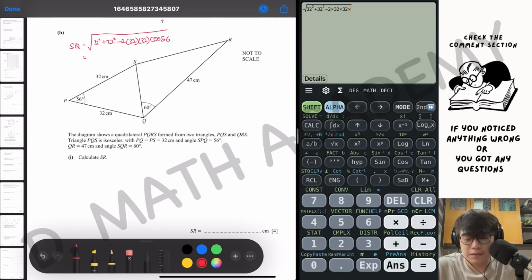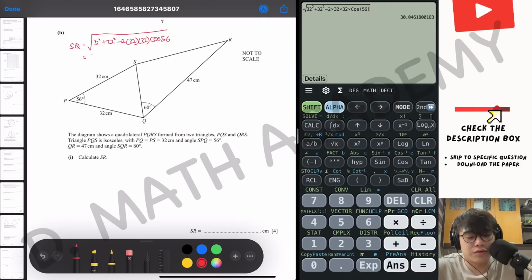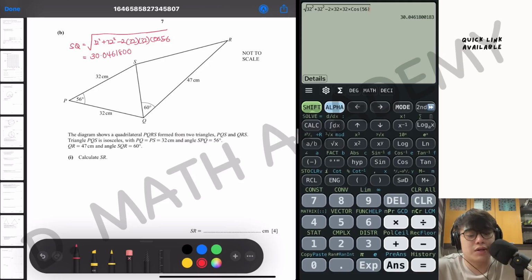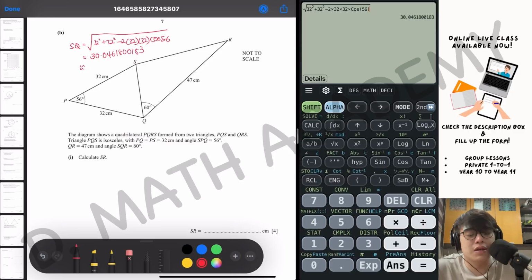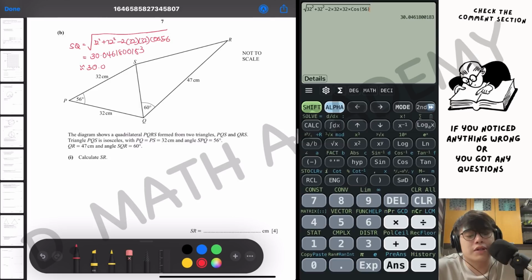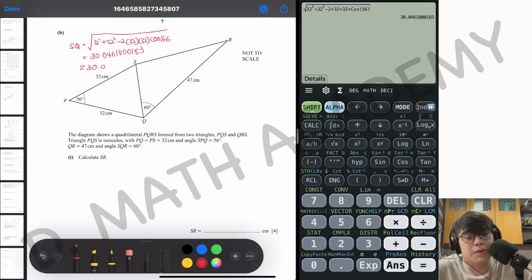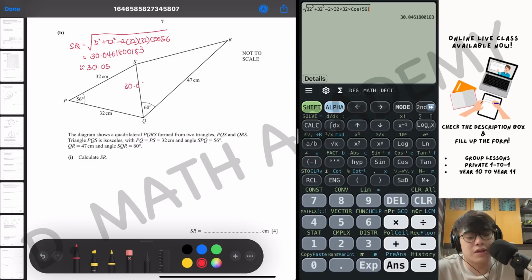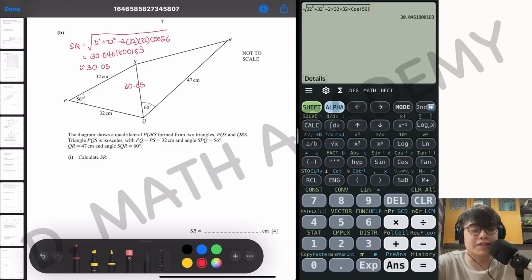Okay, you will get your results as 30.04618000183, which is approximately 30.0 if you were to correct it to 3 significant figures. But if you wanted to avoid premature rounding, you can actually leave it as 30.05 first. Okay, personally, I will avoid premature rounding and use 30.05 instead.